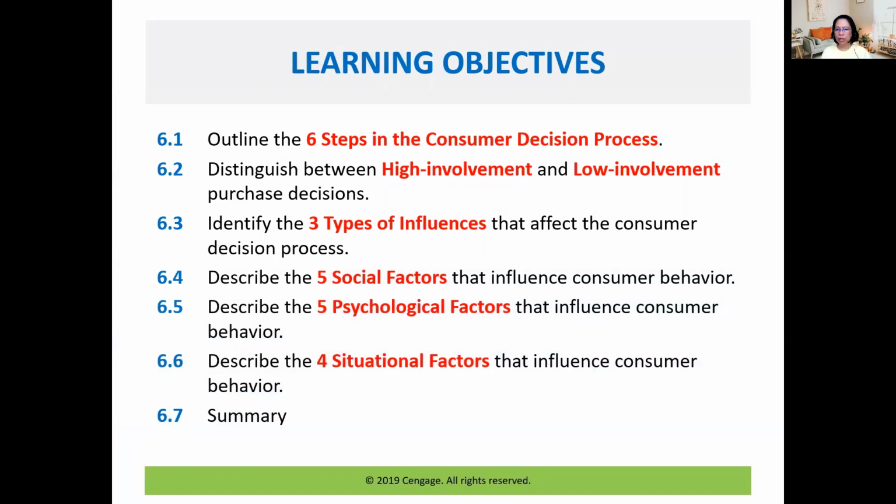These are the intended learning objectives of this chapter. We will outline the 6 steps in the consumer decision process, distinguish between high involvement and low involvement purchase decisions, identify the 3 types of influences that affect the consumer decision process, describe the 5 social factors, the 5 psychological factors, and the 4 situational factors that influence consumer behavior. And at the end of the chapter is a chapter summary.